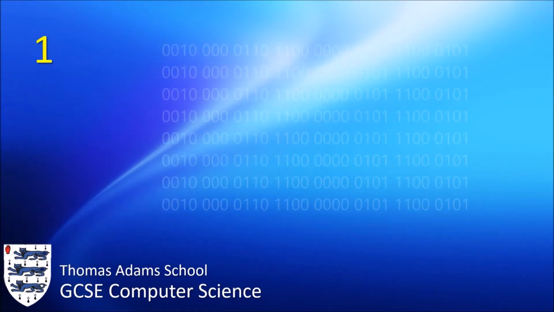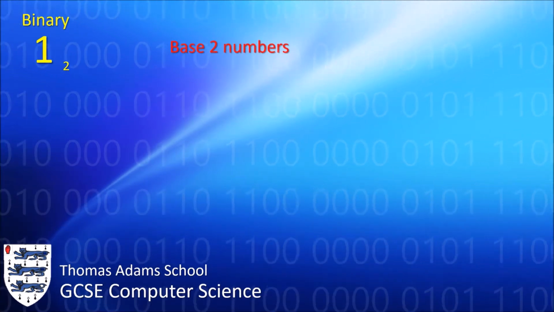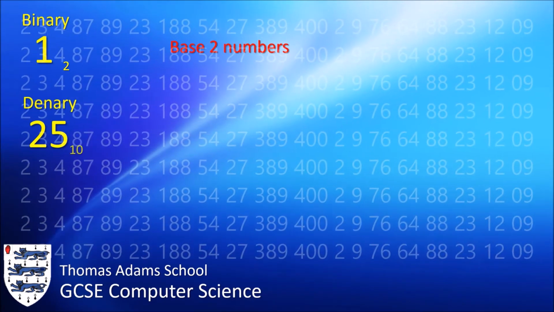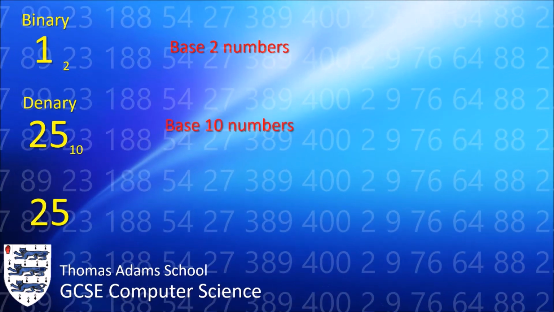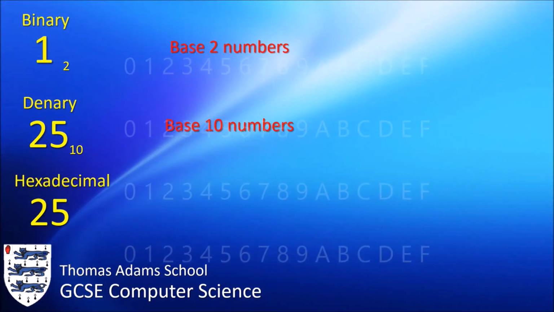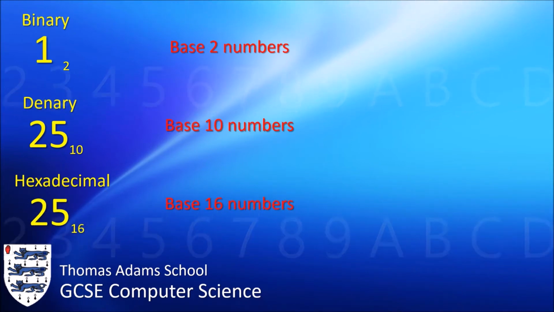Binary numbers, which can be 1 or 0, we also call base 2 numbers. Denary numbers, 0 to 9, we also call base 10 numbers. So hexadecimal numbers we call base 16 numbers. Obviously 25 in denary is very different to 25 in hexadecimal, so that's how we can tell the difference.